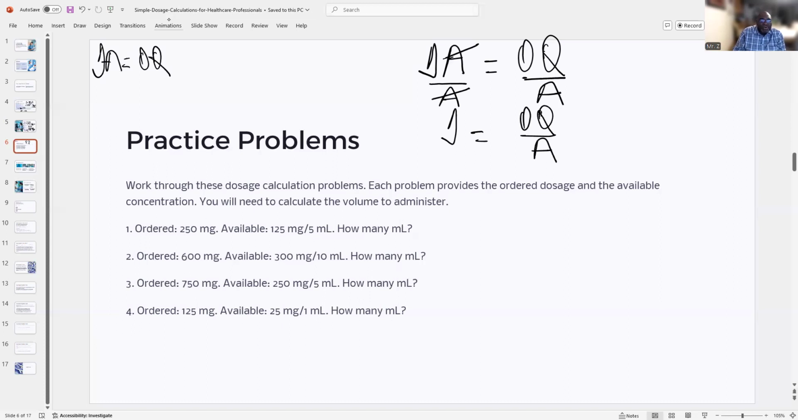If the question was for you to find your order, well, then we will have to divide both sides by quantity because we need to isolate order by itself. By dividing both sides by quantity, that quantity is going to cancel out. So your order, if they ask you to identify your order, is going to be dosage multiplied by available divided by quantity. Mr. Z, do I have to memorize those formulas?